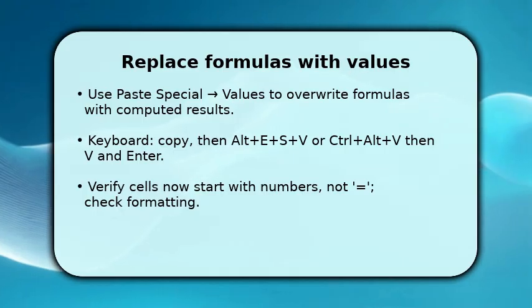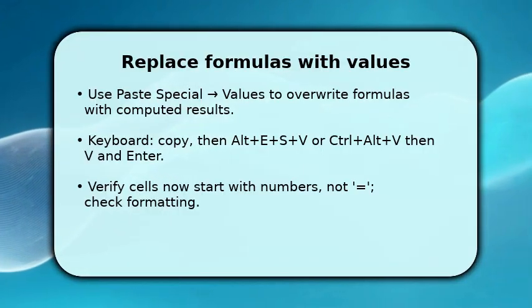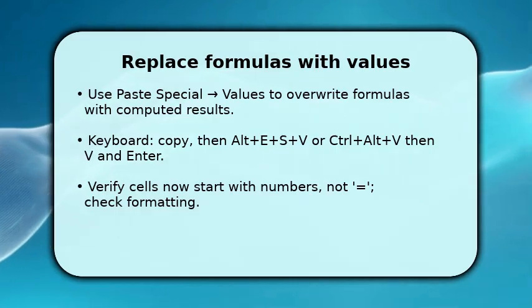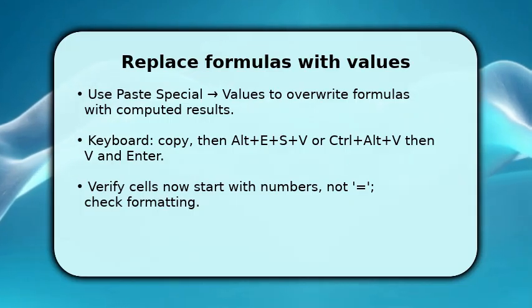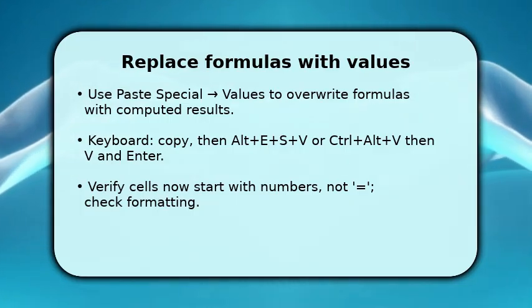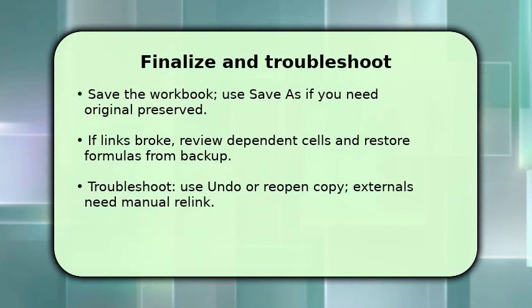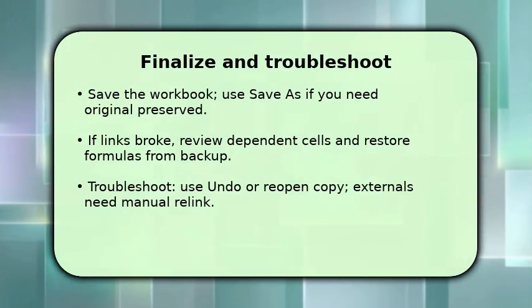If you prefer keyboard speed, press Ctrl+Alt+V, then V and Enter. That does the same thing without mouse clicks. Once done, inspect a few converted cells to confirm they are numbers or text instead of formulas. This check prevents accidental loss when formulas referenced other sheets. Finally, save your file and consider Save As to keep an original with formulas intact.